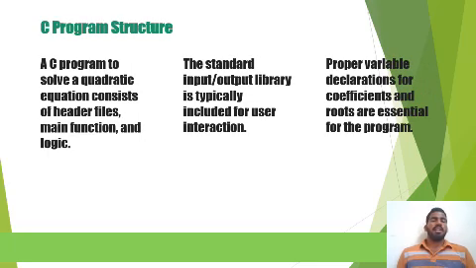C program structure. A C program to solve a quadratic equation consists of header files, main function and the logic. The standard input/output library is typically included for user interaction. Proper variable declarations for coefficients and roots are essential for the program.